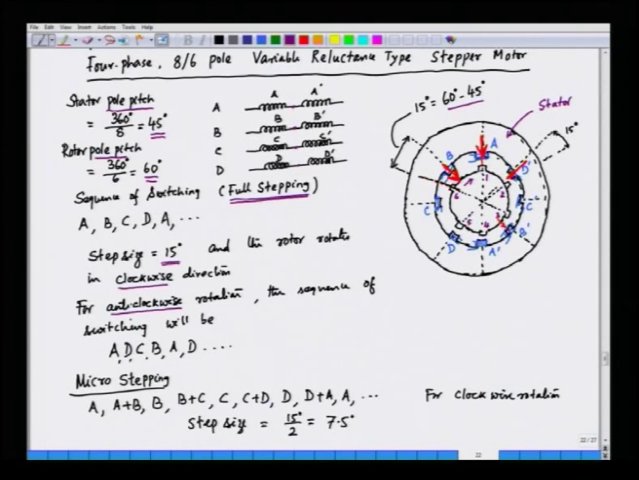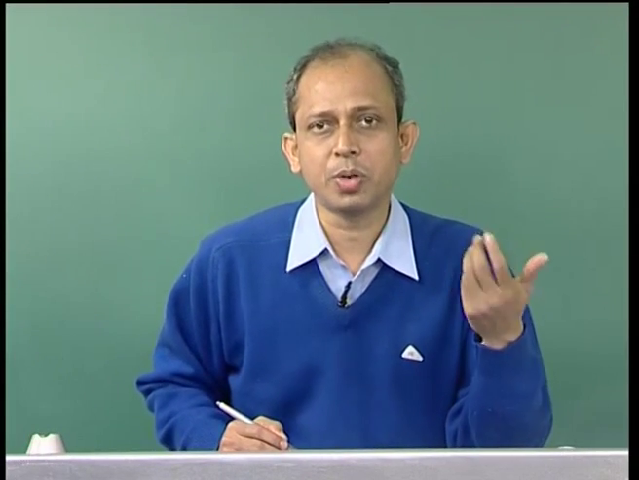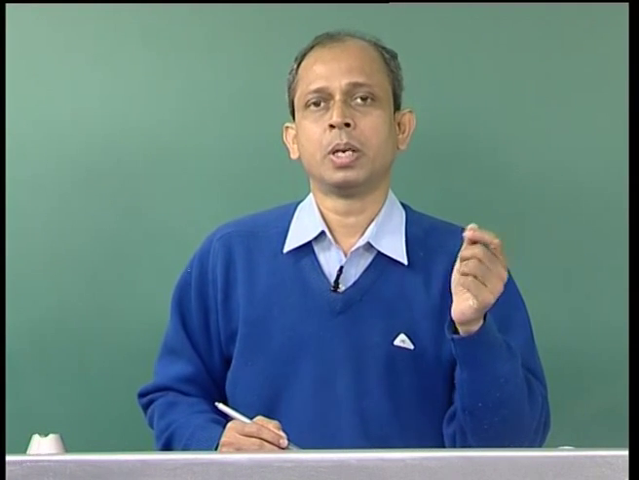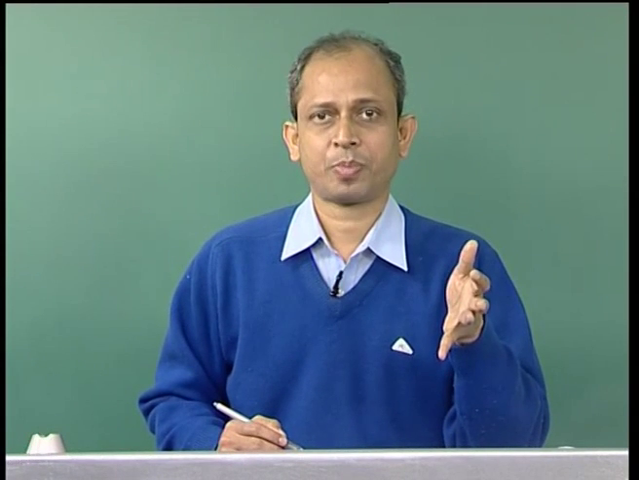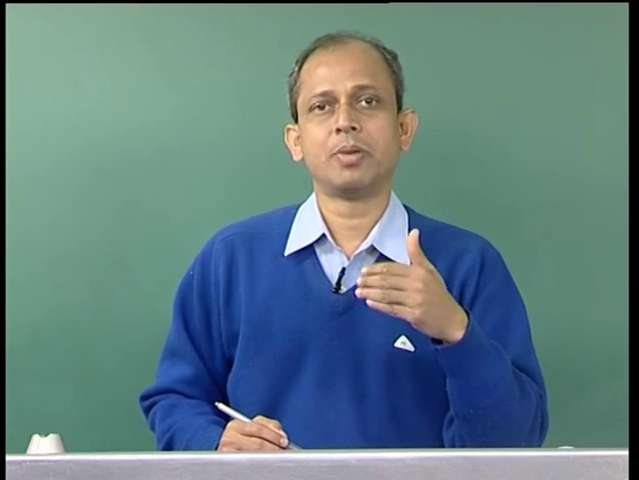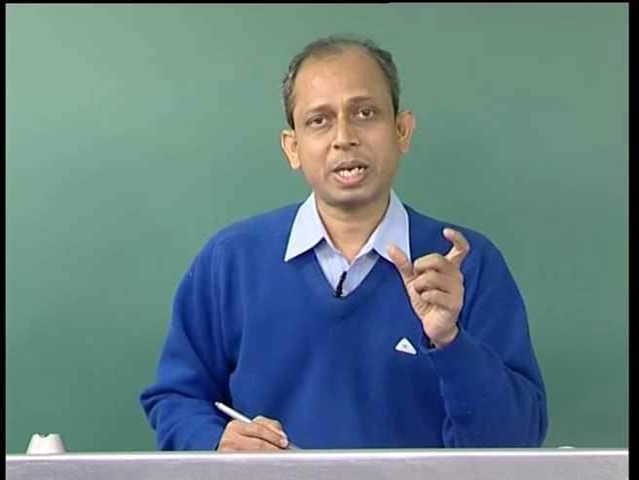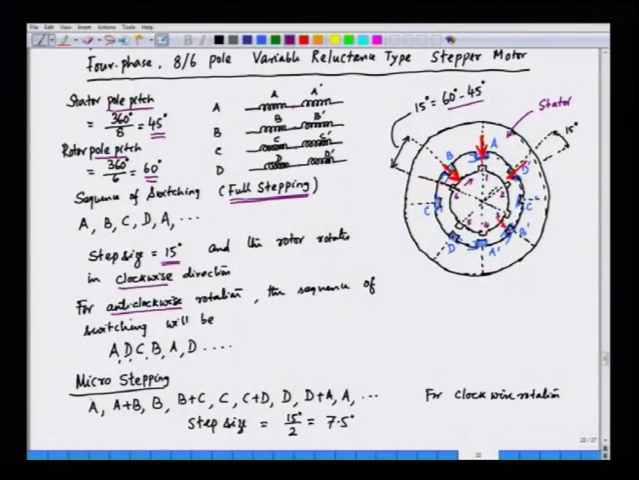Now, suppose we want to further reduce the step size. The step size here, we have understood, is 15 degrees. Is there a scope of further reducing the step size without changing the motor? Yes, it is possible. The sequence that we have just described is called full stepping. It means the step size is full. Now, we can have microstepping, in which we can reduce the step size. That is possible by exciting two phases at the same time.